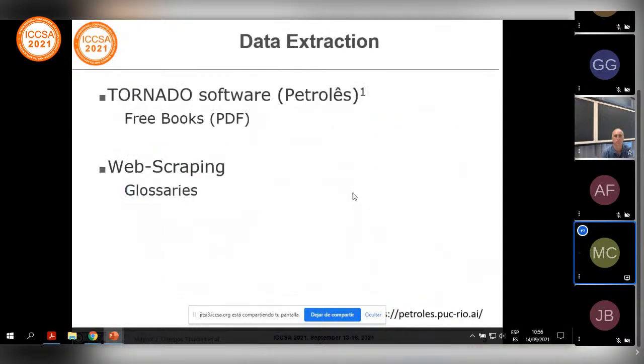But first, we are going to explain a little bit about how our database was built. For this, we use a software developed by our laboratory, which allows us to extract text from books. It was called Tornado. For our case, we search for free books in data science field. And from feedback from our teachers, most of the students' questions are definitions. So we also extracted concepts from glossaries found on the web, for example, about machine learning and business intelligence, as well as from Python libraries like Pandas and scikit-learn.